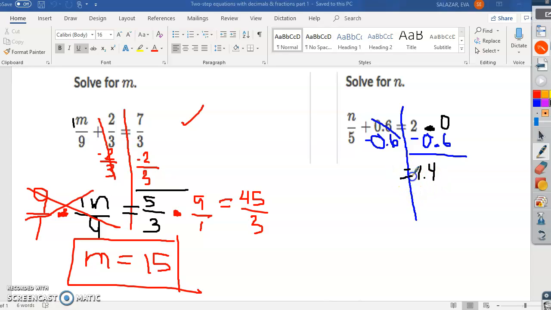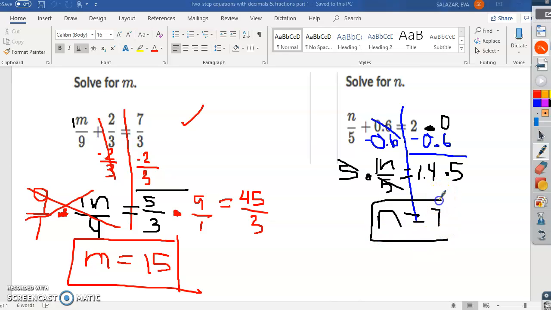Now bring down what you have on your other side left. So you have n over 5. And again, same concept. Your coefficient here is 1. And I can just go ahead and multiply by 5 here. Times 5, and that cancels out. Times 5 on the other side. And 1.4 times 5 is actually 7. So n is equal to 7, and that is my final answer here.